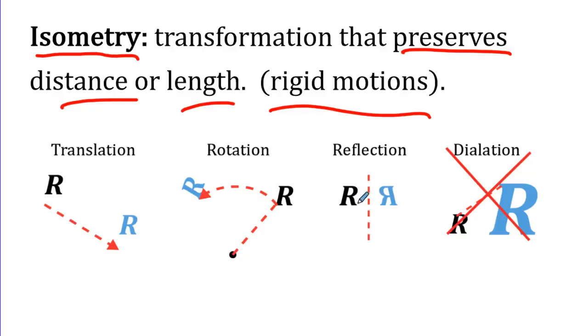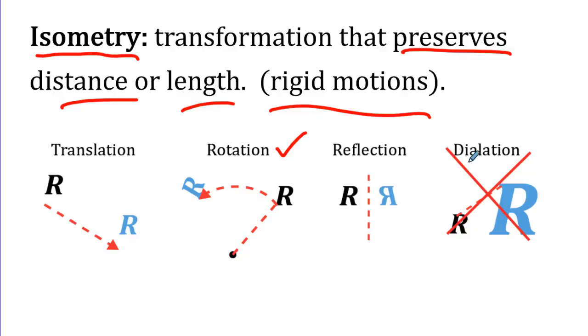Okay, so here's some examples of isometries. You have the translation. The R doesn't change when it moves from one spot to the next, so that's definitely an isometry. Rotations, the R is not changing, so that's A-OK. And then look at the third one, reflection. It's just flipping over the line. So even though it's facing a different way, it's still an isometry.